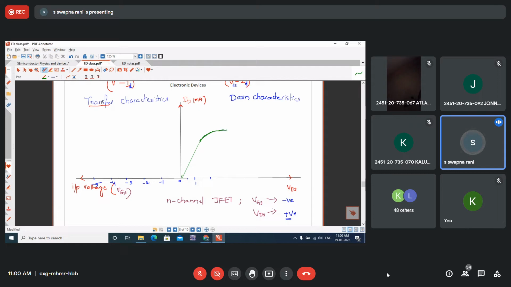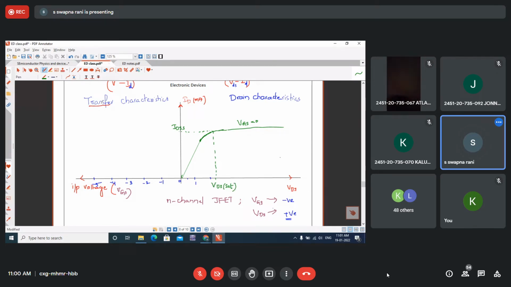So a constant current will be flowing through the channel. And that current we have called IDSS, the drain source saturation current. Let us say this is the curve for VGS equal to 0. This voltage we called VDS sat.